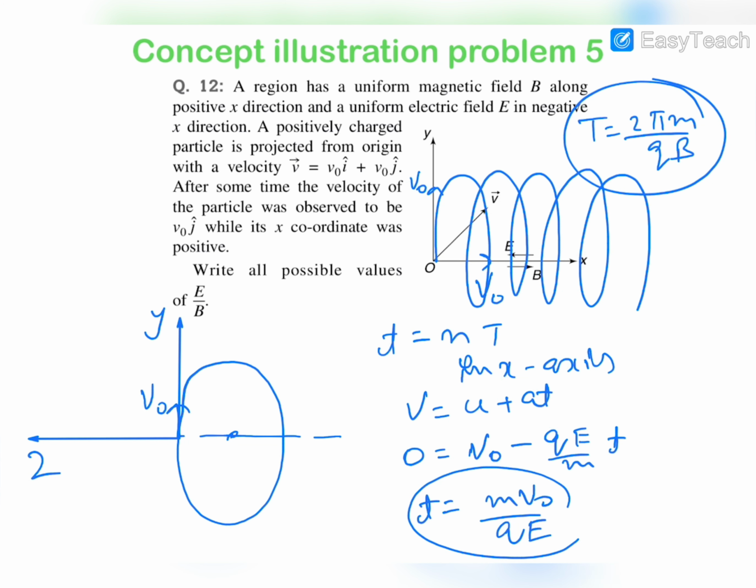So this is the time at which this particle will be turning its position, and its velocity in the x direction will be 0, and the net velocity of this particle will be v naught. But we also know that this time and this time should be equal, because each time the particle is at its initial position, its velocity in the y direction will be v naught j cap. So we know, let us use another page, that m v naught by qE should be equal to n times 2 pi m by qB.